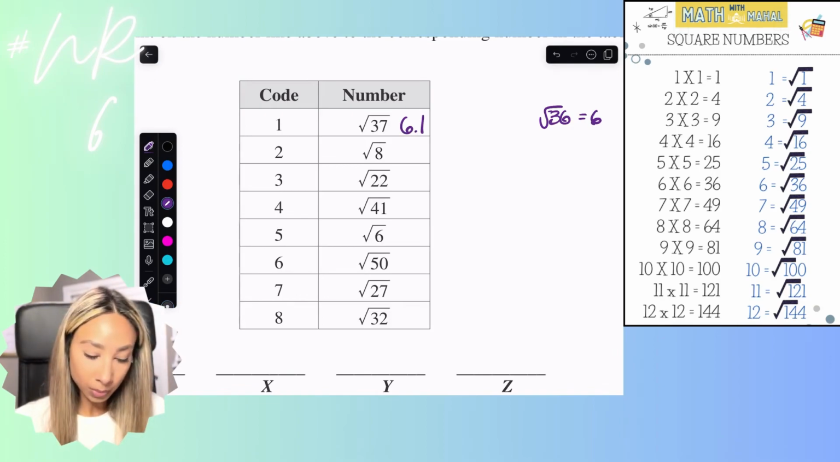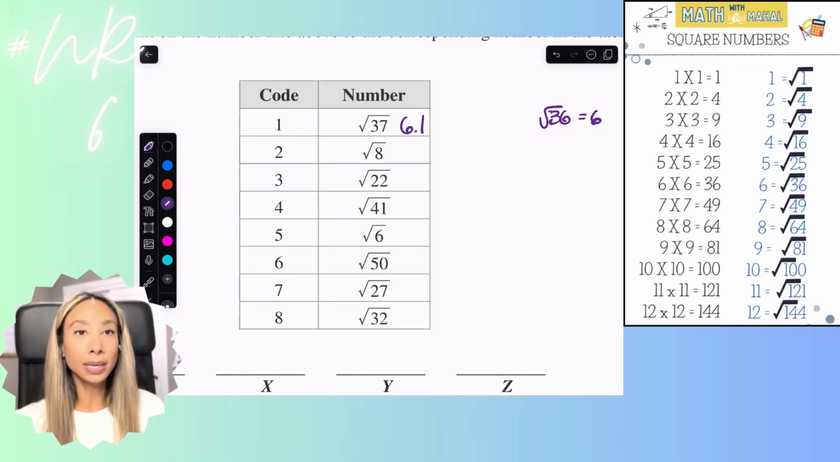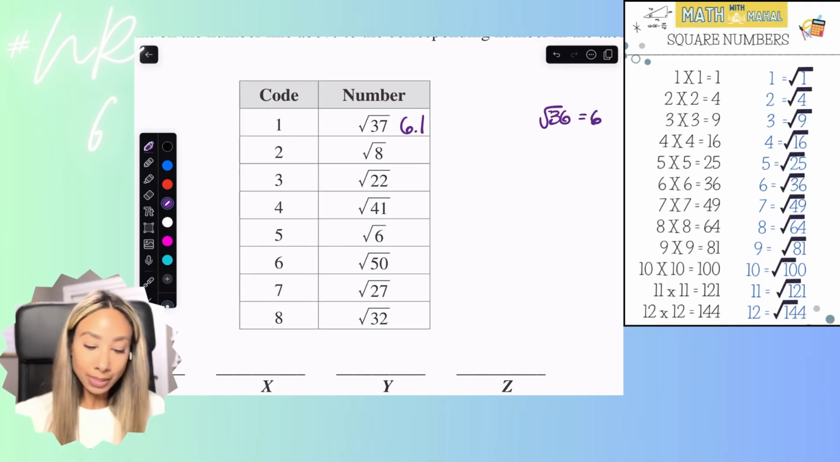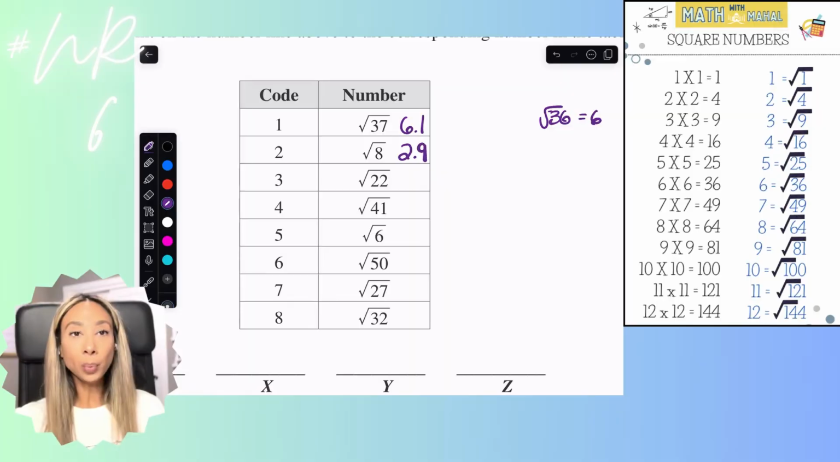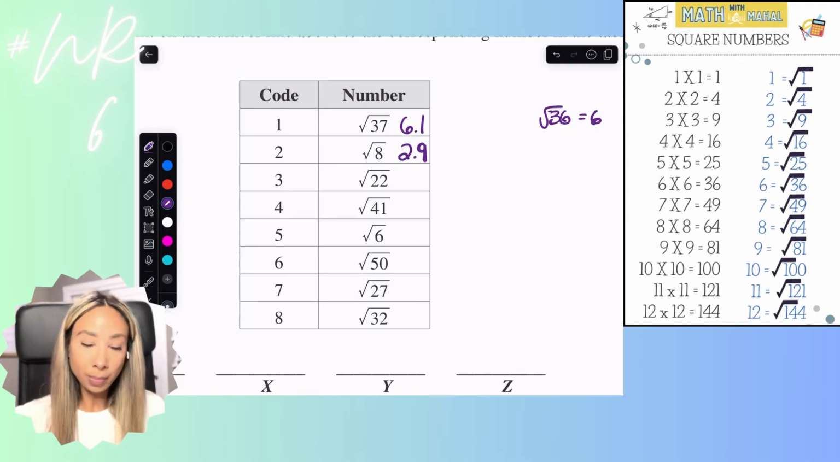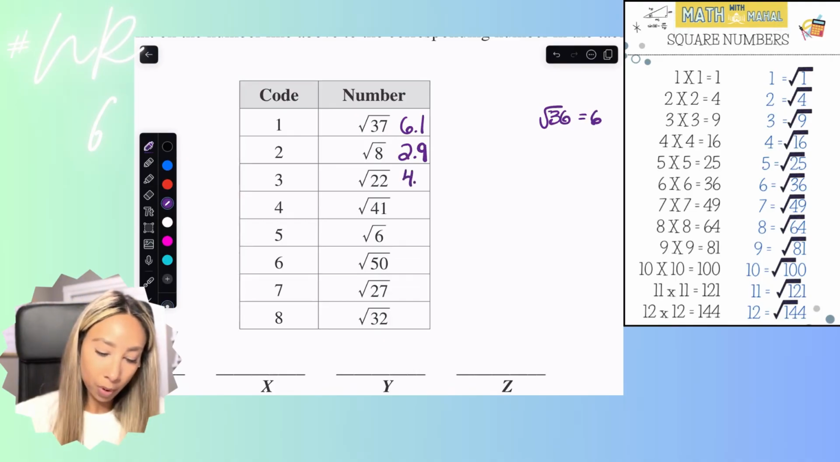Now let's look at our next one. Our next one is the square root of 8. Well, the closest I can get for a square root of 8 would be 9. That'd be 3 times 3. That means this one is probably close to about 2.9. Square root of 22, well, that's going to be somewhere in between 25 and 36. So the square root of 22 is going to be about, I would say, let's guess about 4.8.